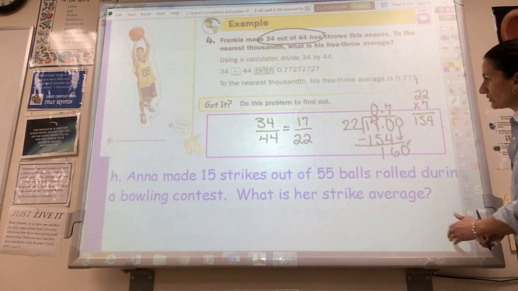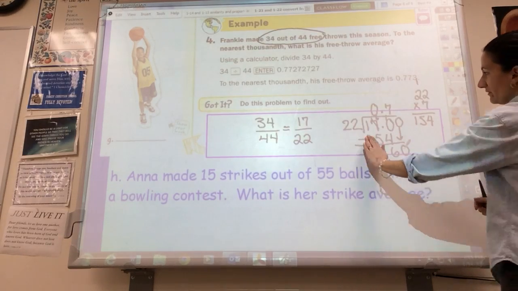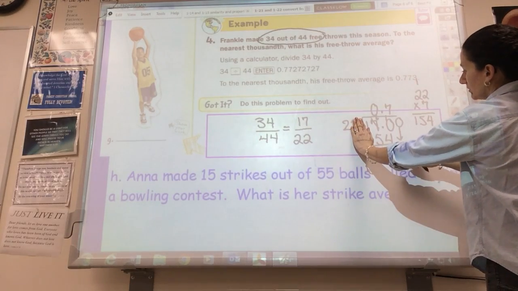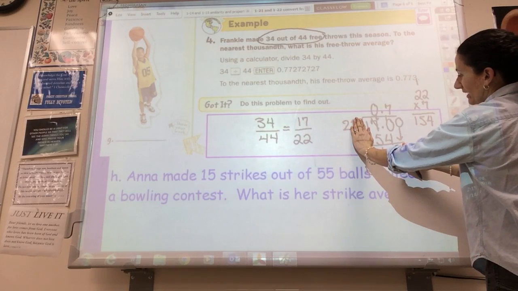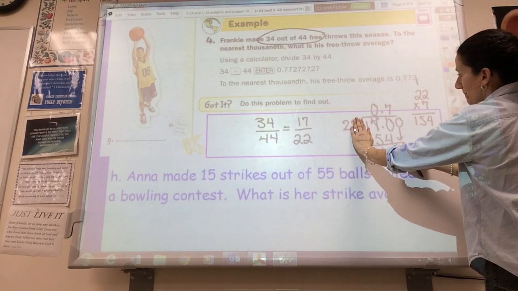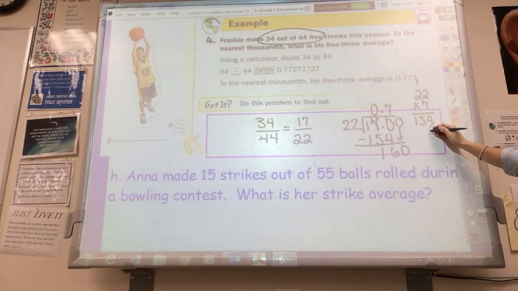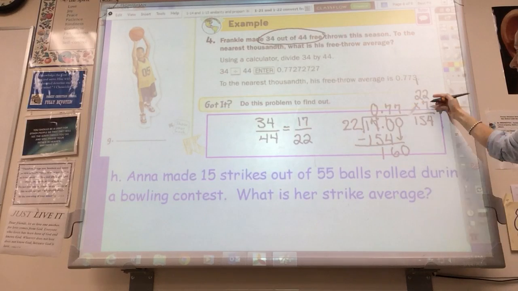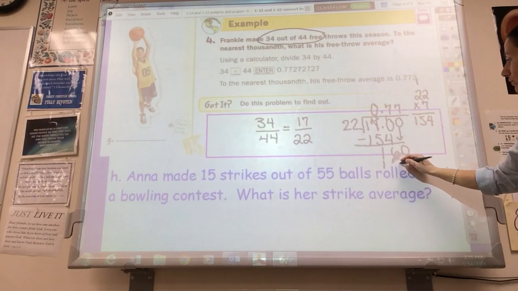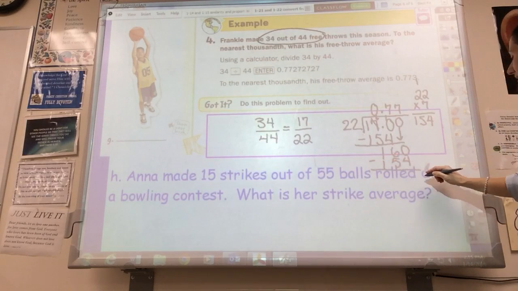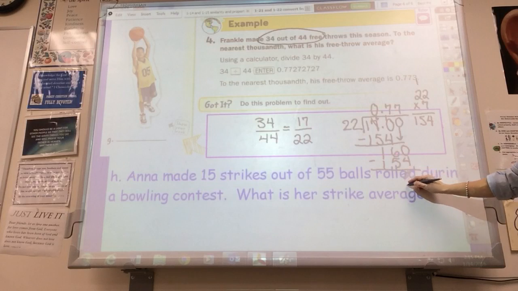You can also look for the little fact inside the big fact there. It's kind of like 2 into 16. So my guess would be 8. Although I see that that's a little bit bigger than 20. So I'm going to try, looks like it's going to be 7 again. 22 times 7 is 154. We already figured that out. That'll give me a remainder of 6.